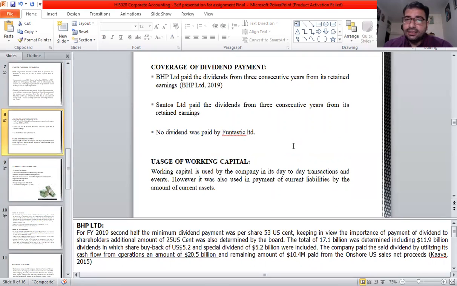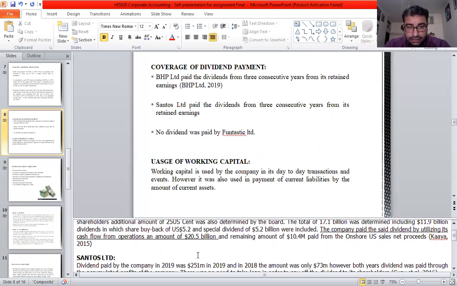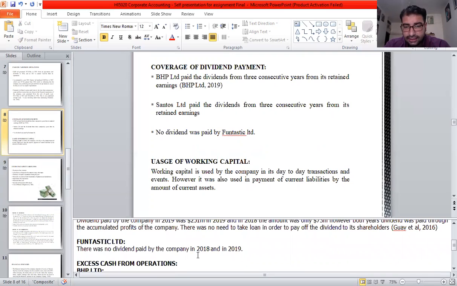Coverage of the dividend payment. BHP Limited paid the dividend for 3 consecutive years from its retained earnings, as mentioned in the BHP Limited 2019 report as well. Santos Limited paid the dividends for 3 consecutive years from its retained earnings as well. However, for Fantastic Limited, no dividends were paid at all. As we can see in Fantastic, in 2018 and 19, there were no dividends being paid.